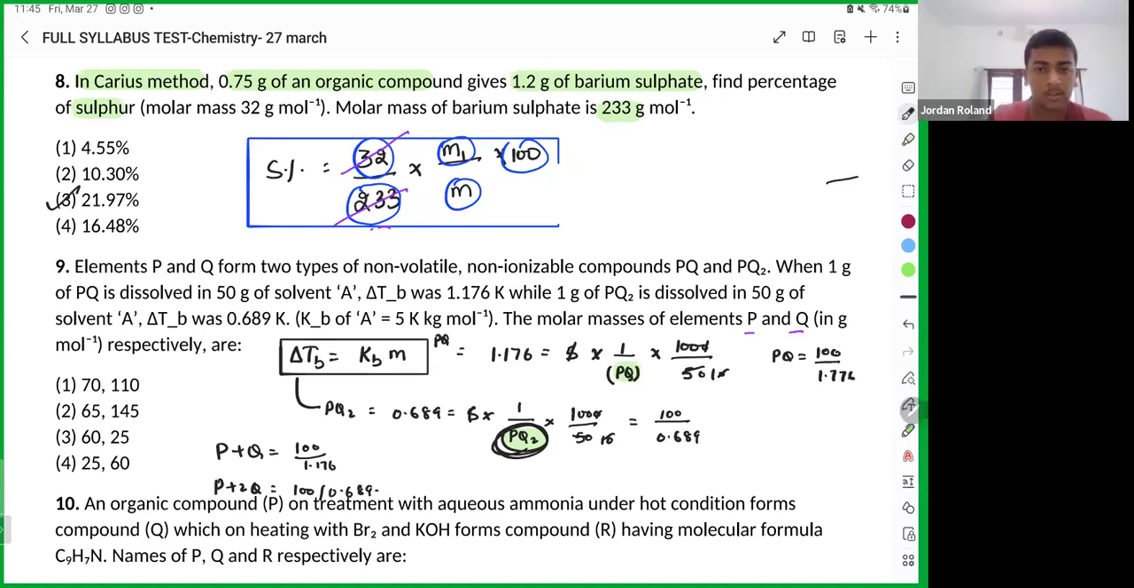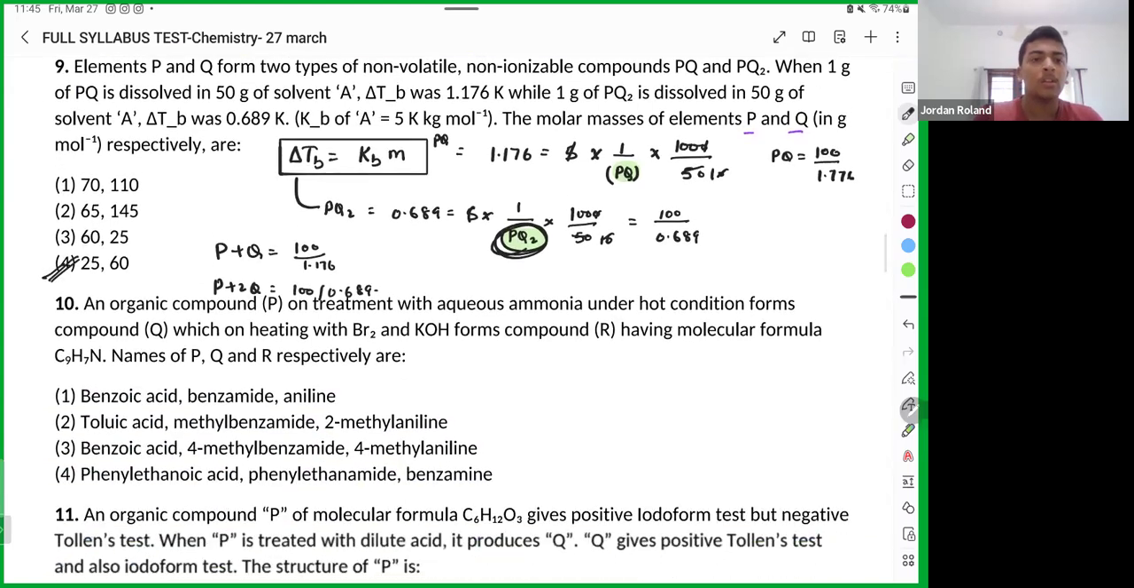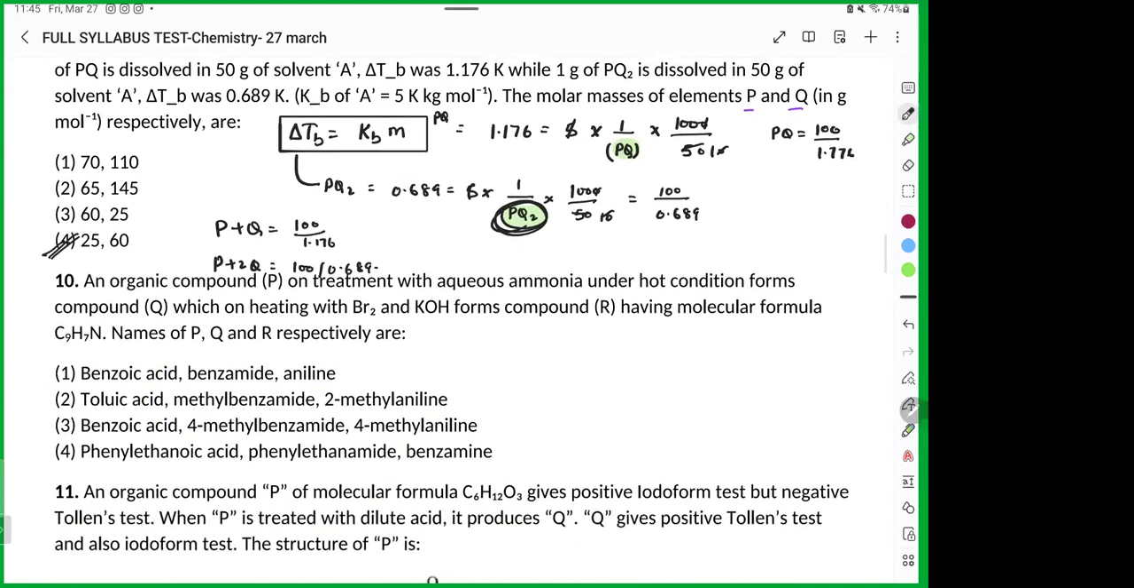So 2560. Option 4. 20? 25 and 60. Or 60. Yes. No, wait. 25 and 60. MP is 25, MQ is 60. Next question.